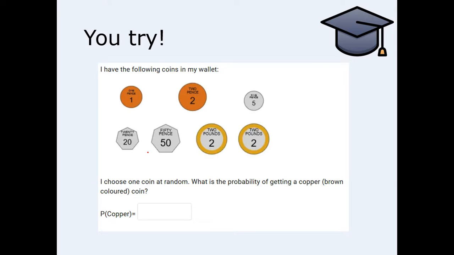Okay, so if we have a look, there are 2 copper coins out of 1, 2, 3, 4, 5, 6, 7, out of 7 coins in total. So your answer should be 2/7.